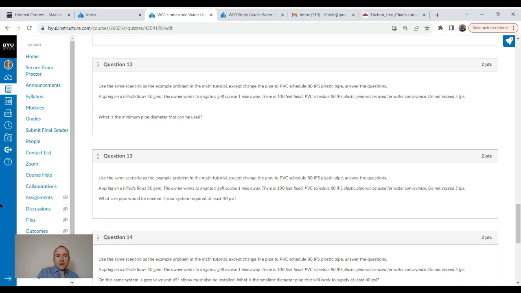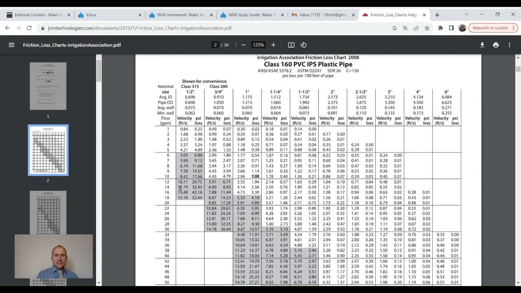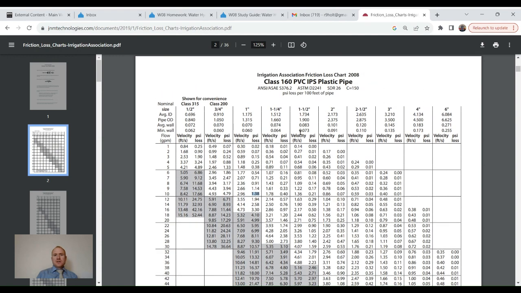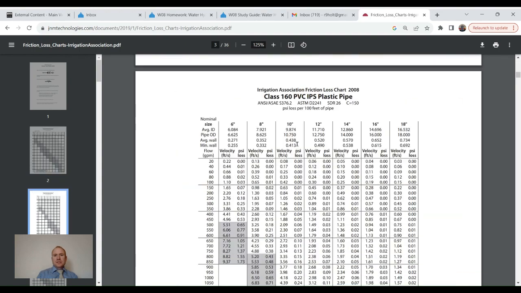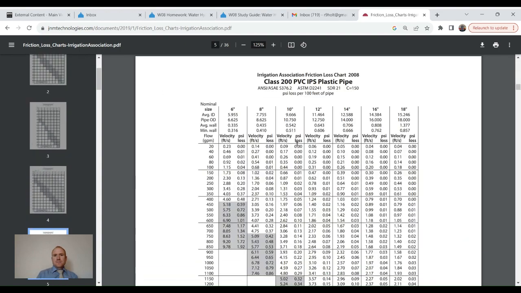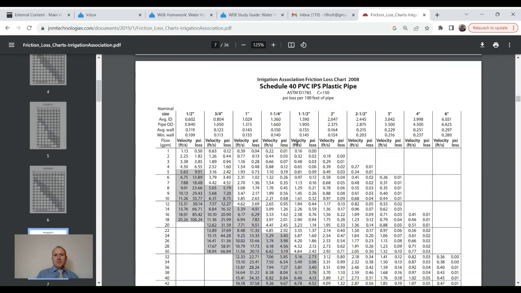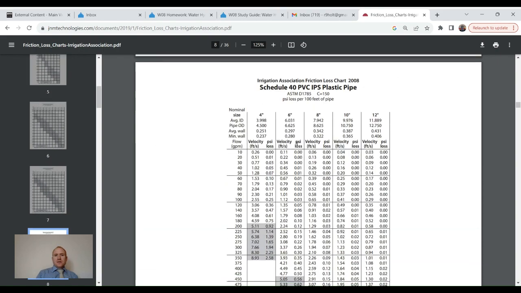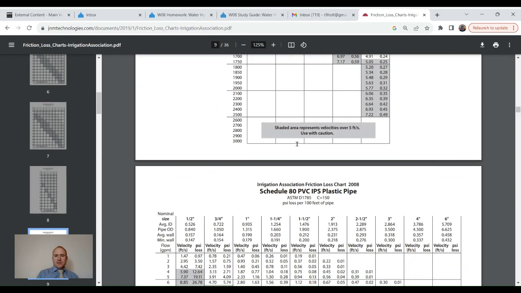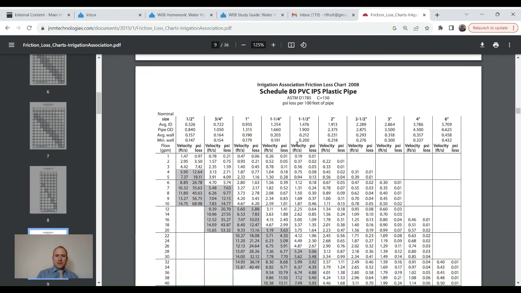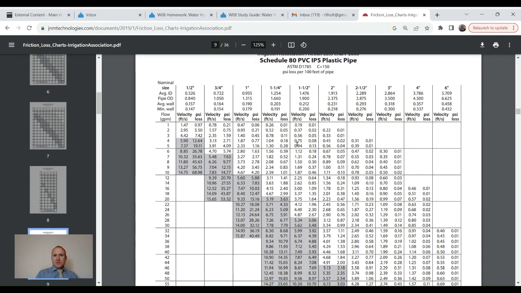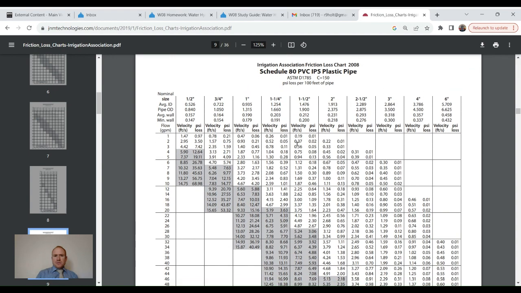And what else do we need to know? Okay, 50 gallons a minute. All right, let's take this info here and let's go and look at our friction loss chart. So let's start down here. Oh, first of all, we're on Schedule 80 pipe, so let's make sure we're on the Schedule 80 chart. A lot of different kinds of pipe. Schedule 80 is a thicker wall pipe than a Schedule 40, for any curious. All right, so we found our chart, Schedule 80 PVC IPS plastic pipe.